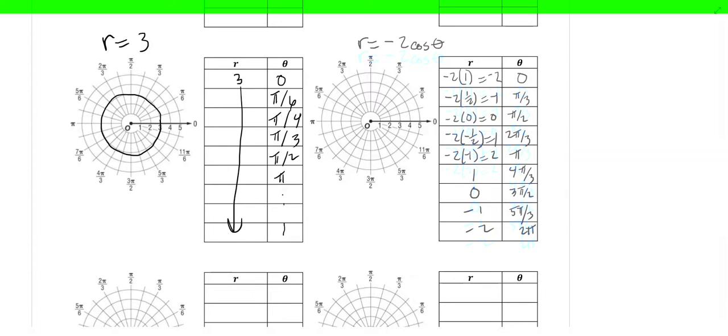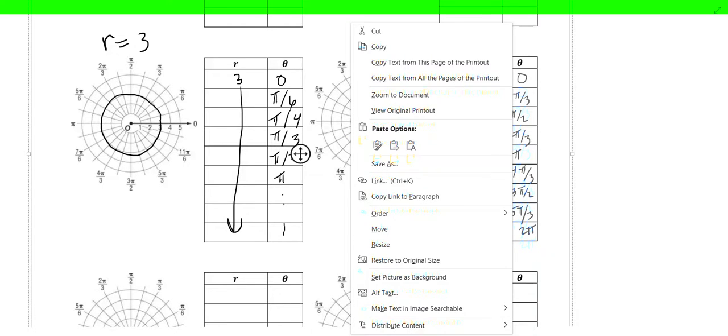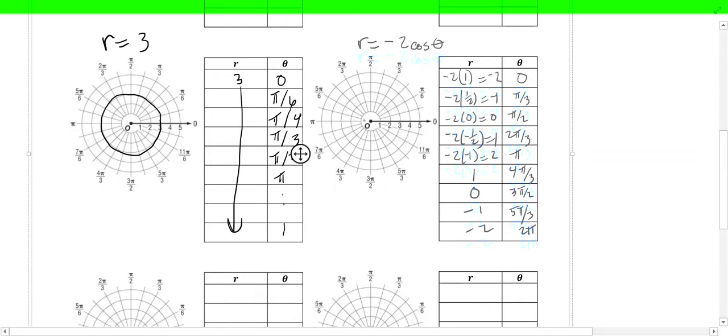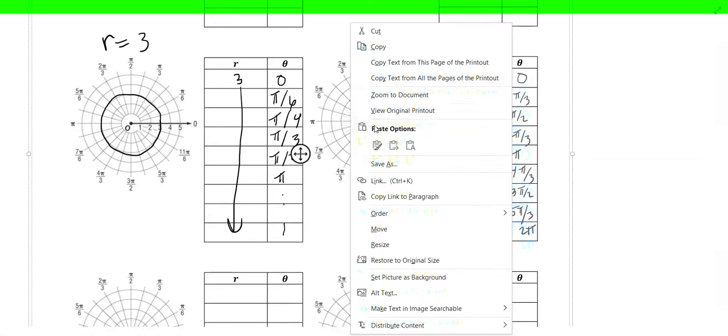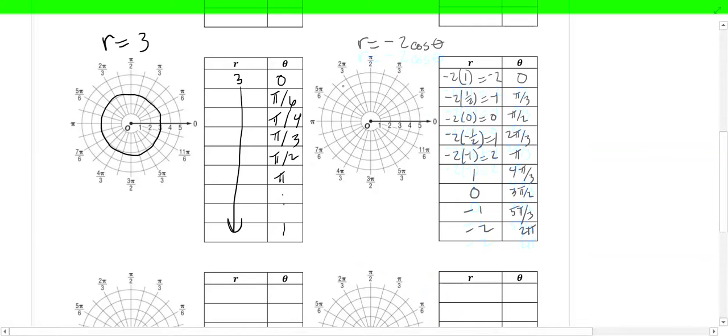Let's go see what this does. So at 0, it's -2. So instead of being on the positive side, it's a circle on the negative side. We graphed before r equals 2 cosine, and so it was on the positive x-axis. This is on the negative x-axis because it is a -2.